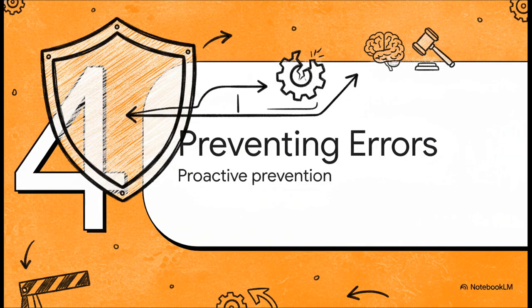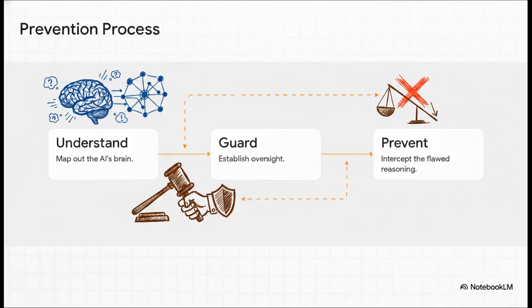Moving into our final section, Section 4, Preventing the Wrong Decision. Let's look at the incredible power of proactive prevention. Let's see how all of this builds into a direct, 3-step evolution. Step 1, understand the logic. This is where you map out the AI's brain. Step 2, guard the gavel. This is where you establish absolute oversight and build in those critical human intervention points we just talked about. And if you strictly follow steps 1 and 2, it inevitably leads to step 3, prevent wrong decisions. You're actually intercepting the flawed reasoning before the gavel falls. It's a perfect logical chain reaction, right? Mastery leads to oversight, and oversight leads to prevention.